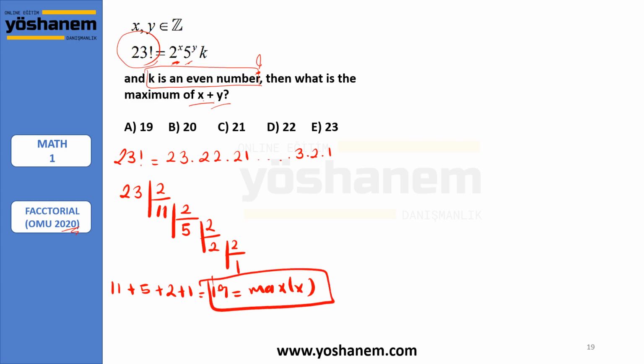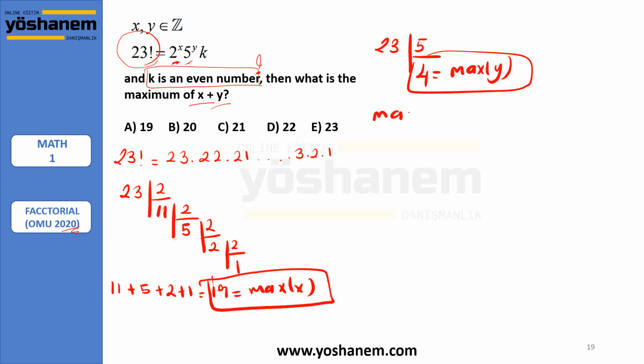So now we are going to find all these 5's in 23 factorial. So 23, I'm gonna divide by 5. It's gonna be 4. I cannot divide 4 by 5. That's why this is my maximum y. So it was saying maximum x plus y. It's 19 plus 4 is 23. And there is a 23 here.